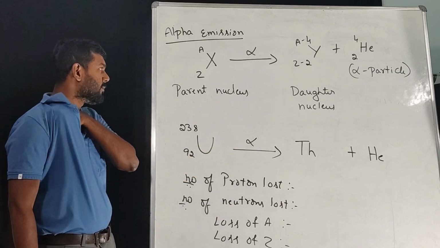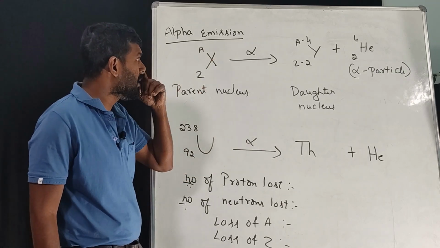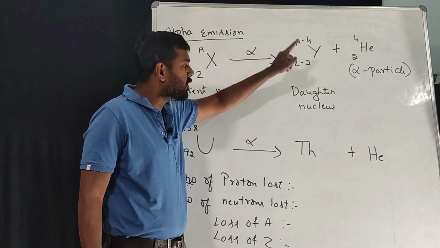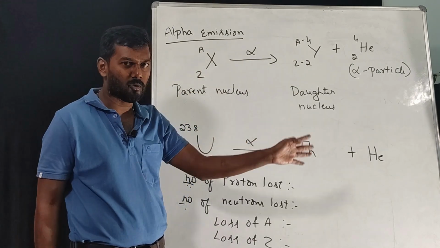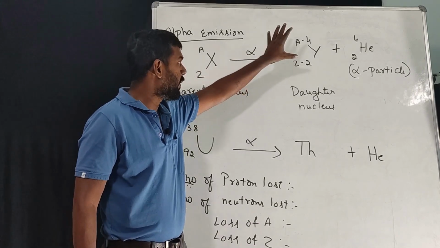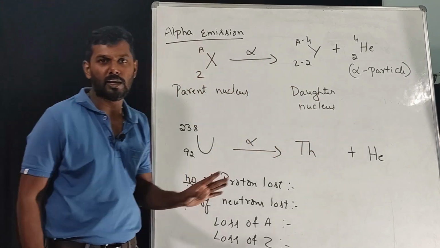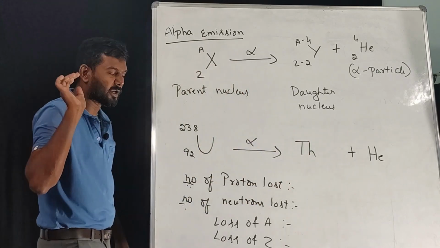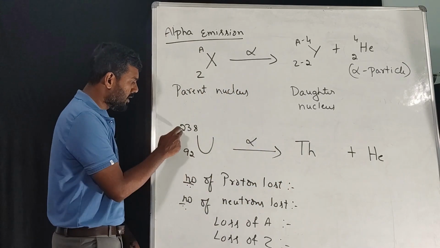First thing you need to know is, during alpha emission 4 units will be lost in the mass number, in the above part. In the below part, 2 units you have to remove. Whatever numbers they have given, you just have to follow this. Whatever you have removed, you have to give to the helium. So whatever example we take, the final product will be helium. Keep that in mind.